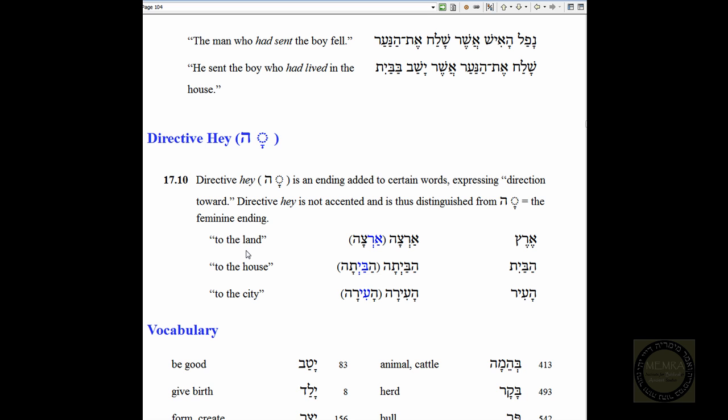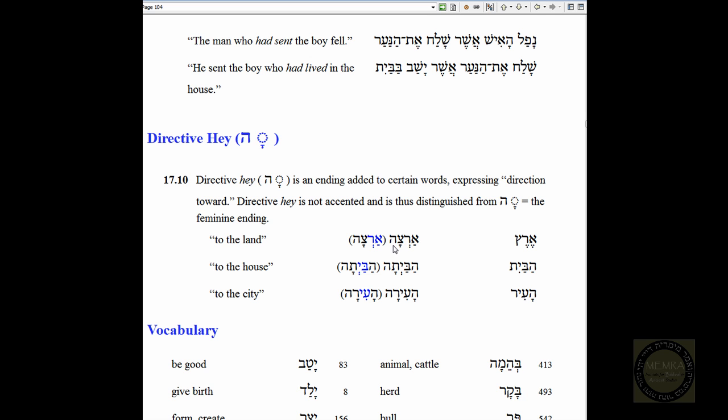Usually these are associated with verbs of motion. That's logical. So-and-so came, artsah, to the land. So the writer, instead of using a preposition like el eretz, to land, or to a land, or el haaretz, to the land, he'll just put a directional he at the end of the noun. That's what this does.